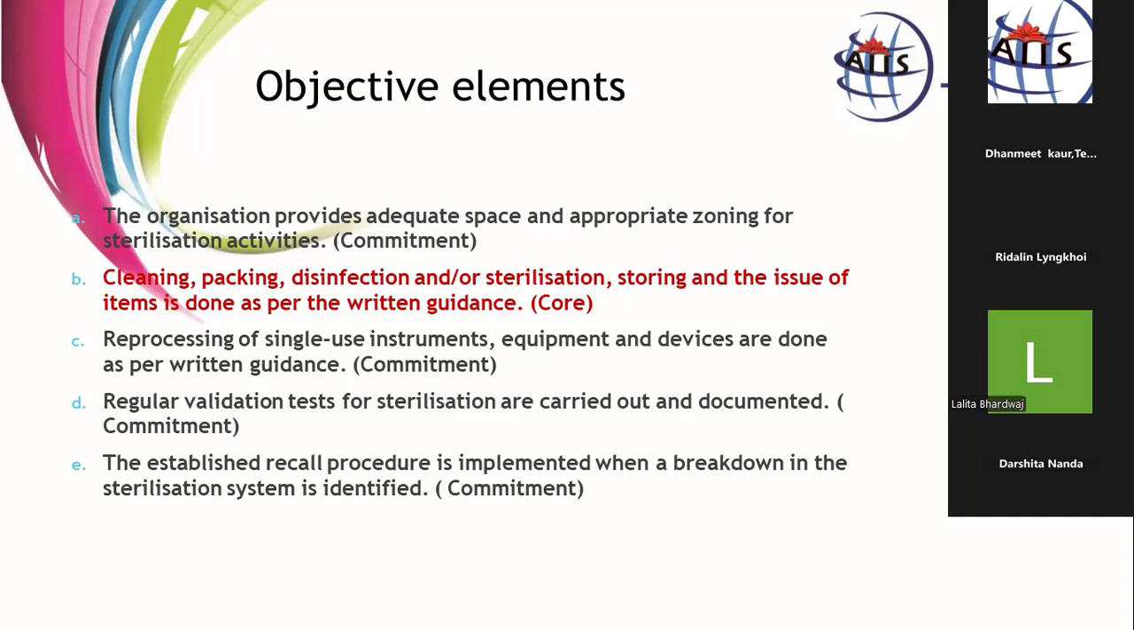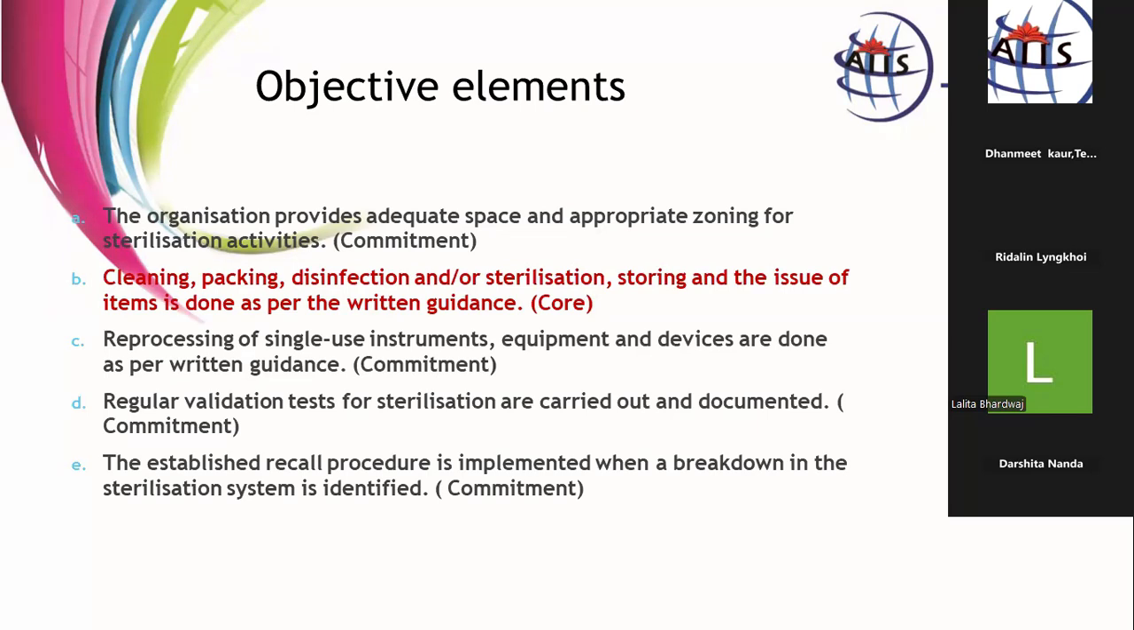Cleaning, packing, disinfection, storing, and issuing of the items is done as per the written guideline. This is the core. So this written guideline you can take from the CDC, and this guideline will be written in the manual, and your department will run according to the manual's written guideline. Reprocessing of single-use instruments, equipments, and devices is done as per written guideline. Now, there are a few items which we are reprocessing. So, which items are reprocessed and which are single-use items?